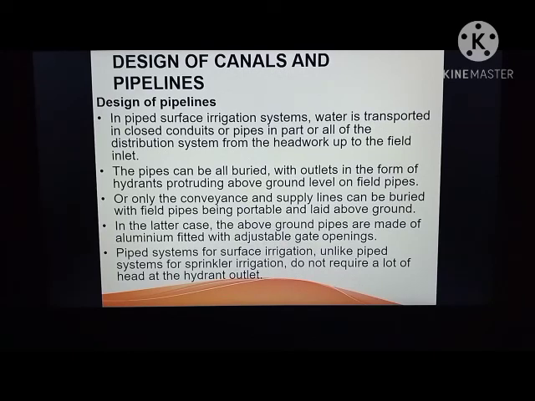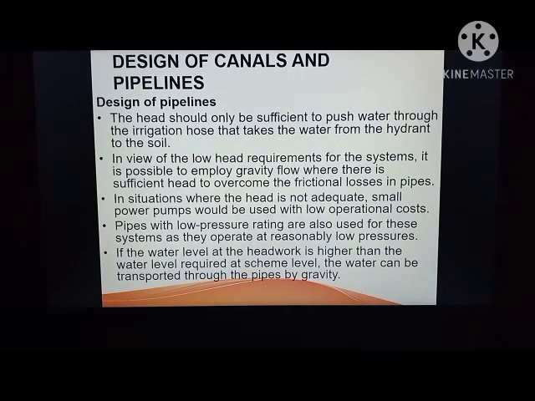Pipe systems for surface irrigation, unlike pipe systems for sprinkler irrigation, do not require a lot of head at the hydrant outlet. In the situation where the head is not adequate, small power pumps would be used with low operational cost. If the water level at the headwork is higher than the water level required at scheme level, the water can be transported through pipes by gravity.